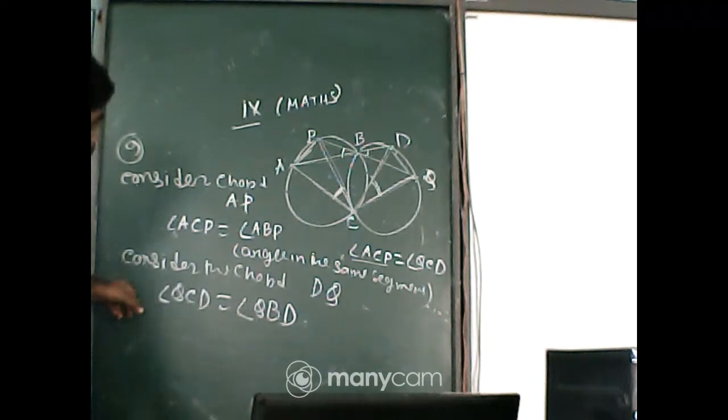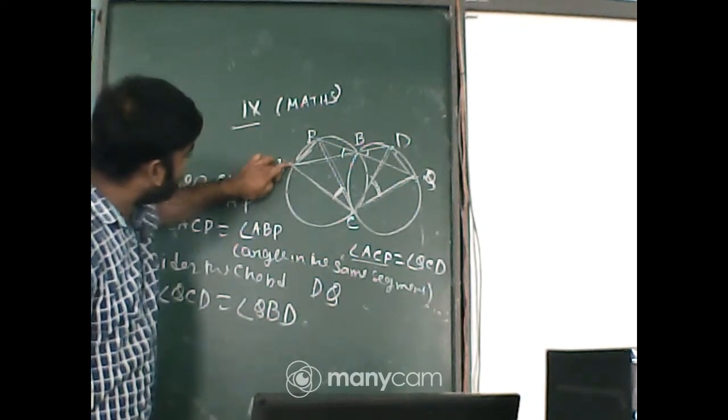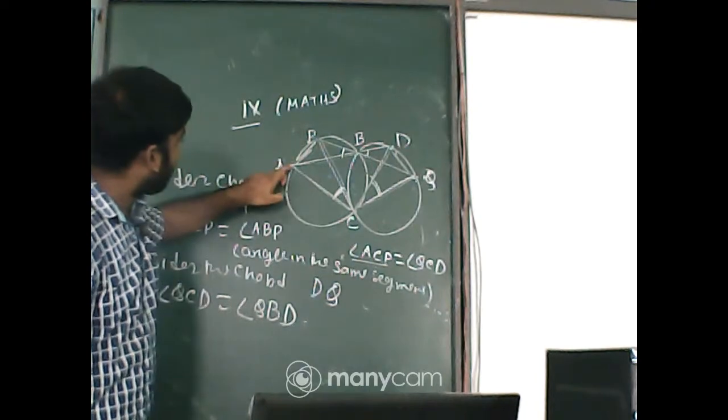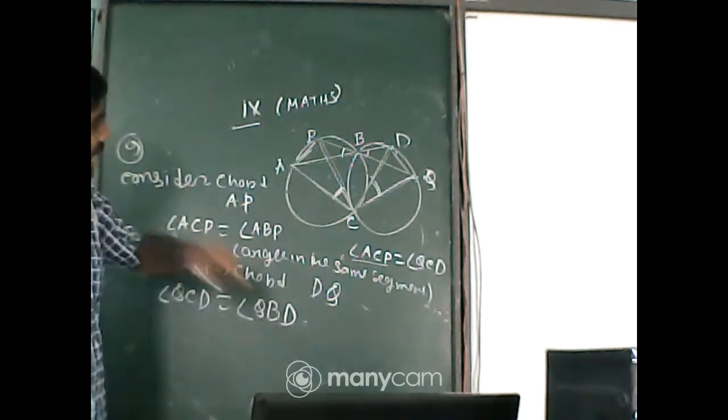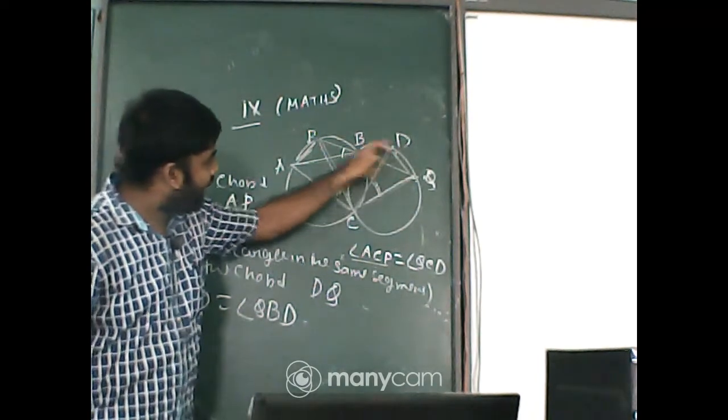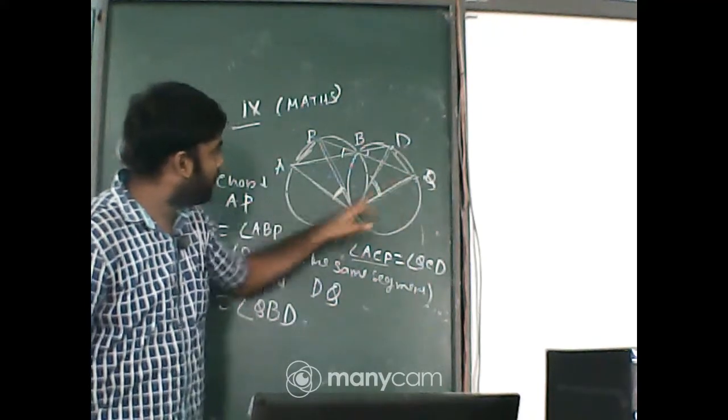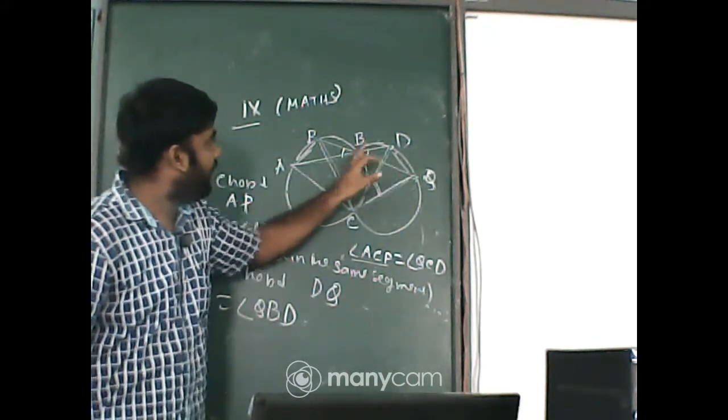Got it? Up to this any problem? First, AP chord means ACP and ABP are equal. Next, DQ chord, DCQ or QCD and QBD.